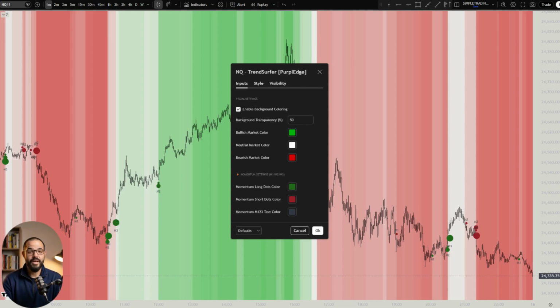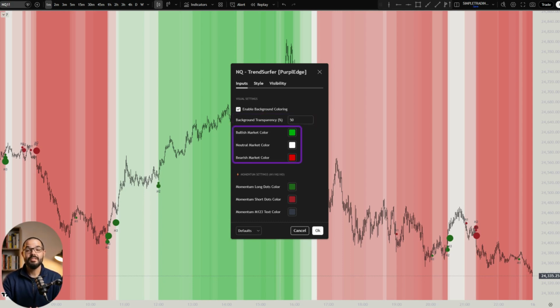Starting at the top, we have the visual settings section. Here, you have complete control over how the market trend is displayed on your chart. The most prominent feature is the background coloring. By keeping the enabled background coloring box checked, the indicator paints the chart background to instantly tell you the overall market regime. You can adjust the background transparency percentage right below it. We recommend keeping it around 50 for a clear yet unobtrusive view of price action.